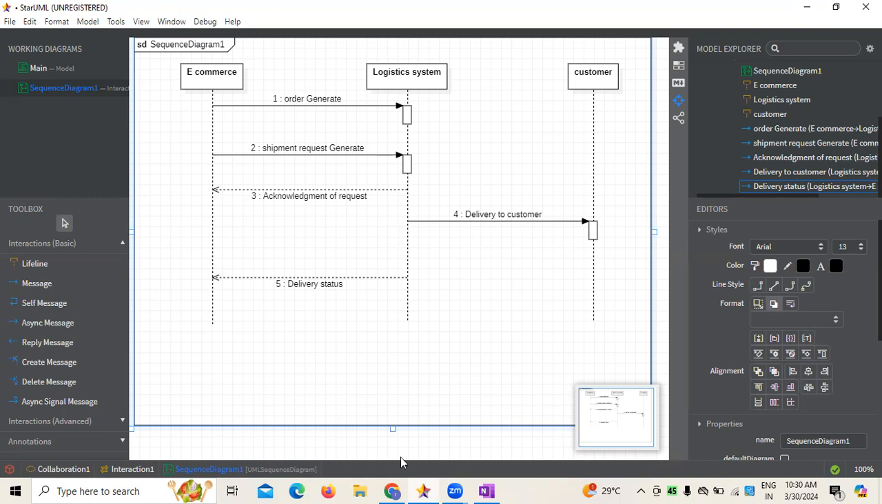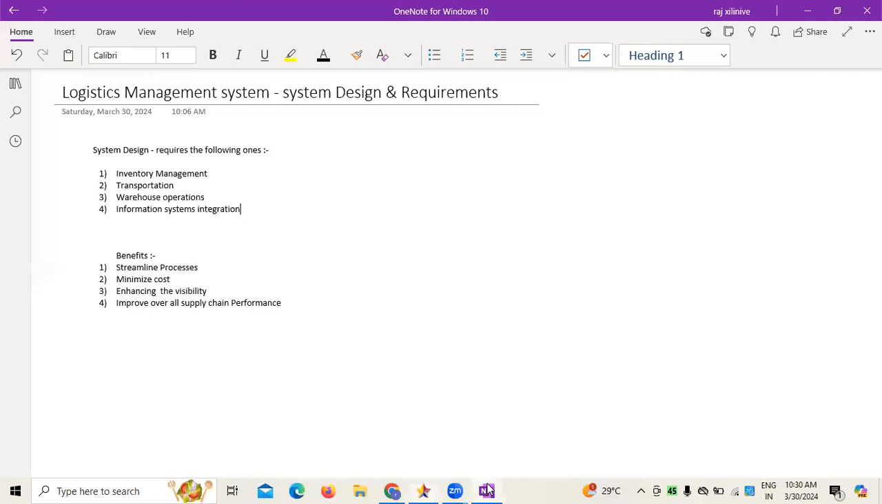Now, what are the different components we are going to use here? That is something we have to know. The first one is the e-commerce platform. E-commerce platform is one of the components we are using, because it represents platforms like Amazon and Flipkart, where the customer places orders, right? The second one is the logistics system.